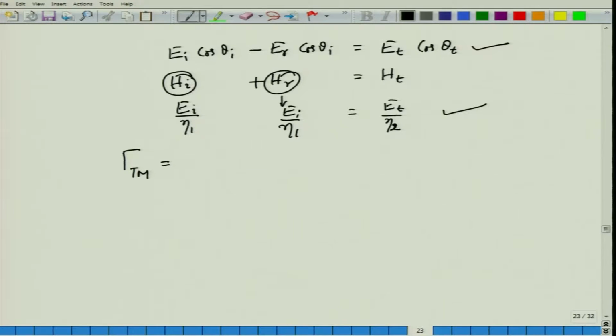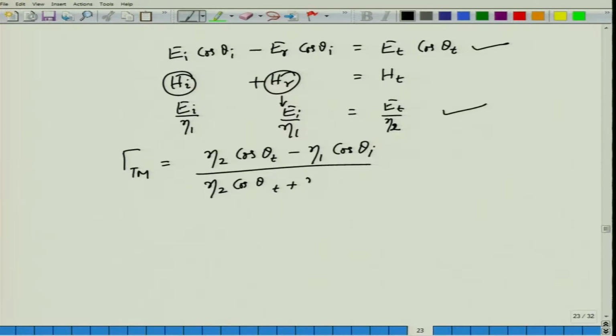The magnetic field is actually perpendicular to the plane, or this is also called parallel polarization. And this reflection coefficient for the TM case, if you solve the equations, will be eta 2 cos theta t minus eta 1 cos theta I divided by eta 2 cos theta t plus eta 1 cos theta I.